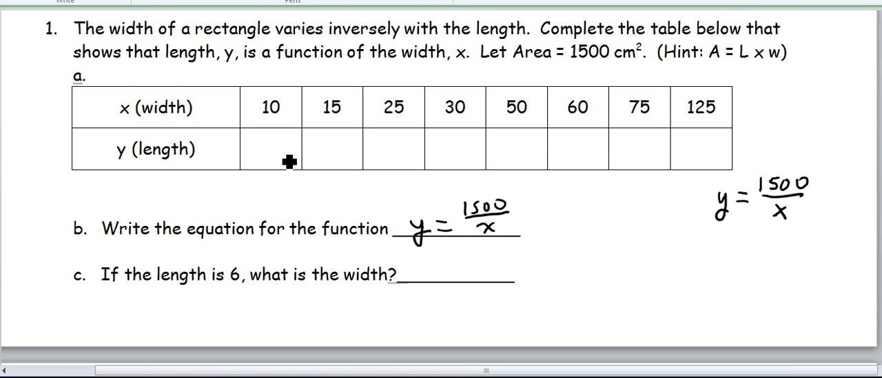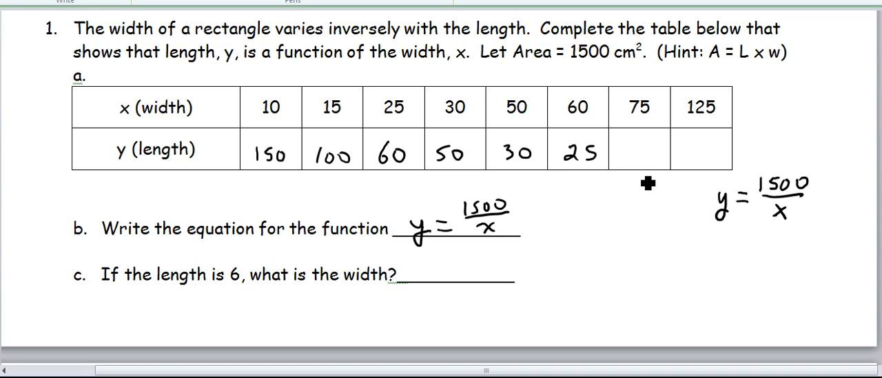So if I fill this in, I would do 1,500 divided by 10. That would be 150. 1,500 divided by 15 would be 100. 1,500 divided by 25, and that would be 60. 1,500 divided by 30, and that's 50. And 1,500 divided by 60 is 25.